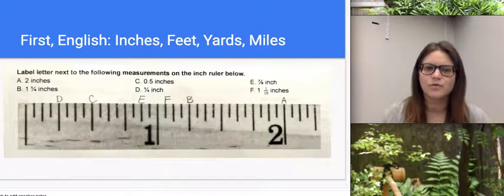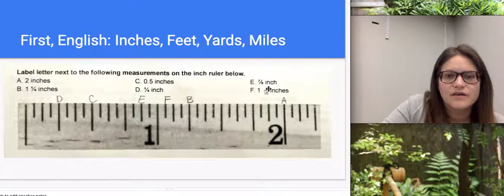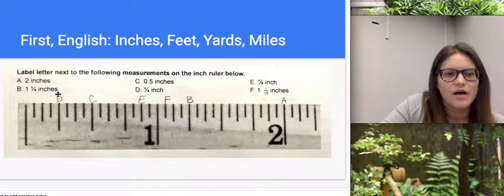All right, now let's check your work. So 2 inches, hopefully you got that 2 inches is right here. 1 1/4 inches is going to be a quarter after the 1, so right here. 1/2 of an inch would be right here. 1/4 of an inch right here.